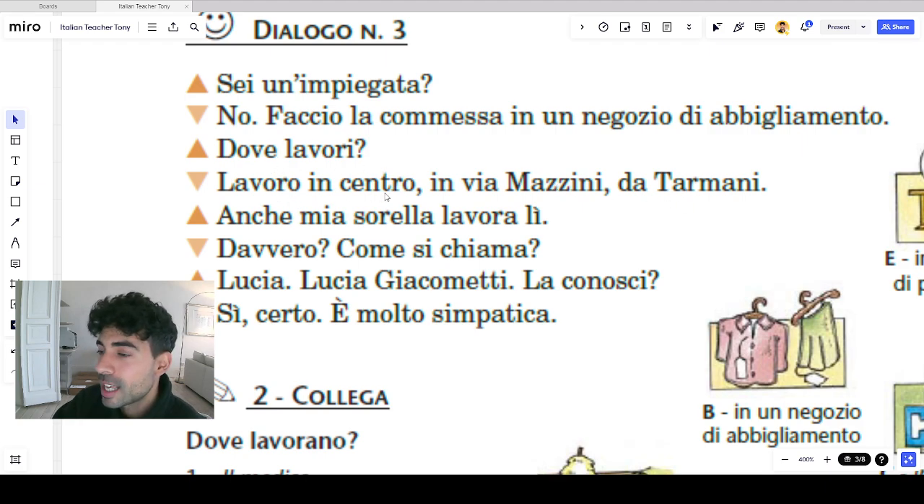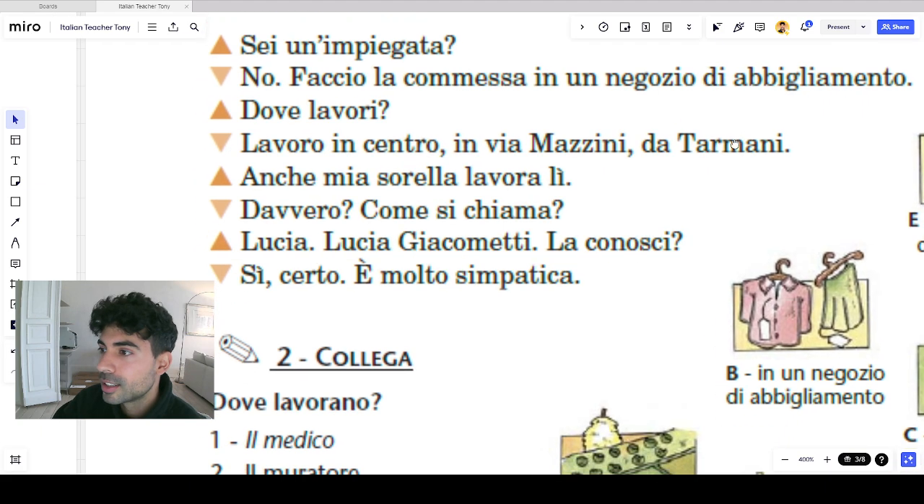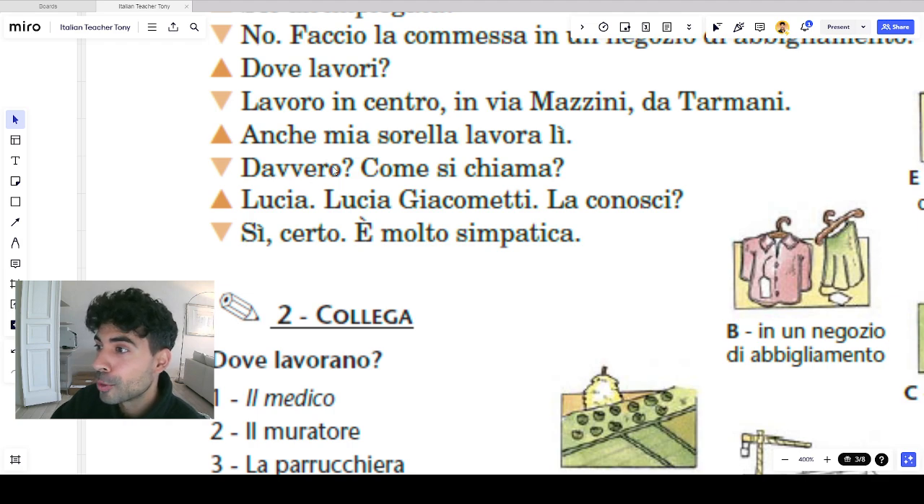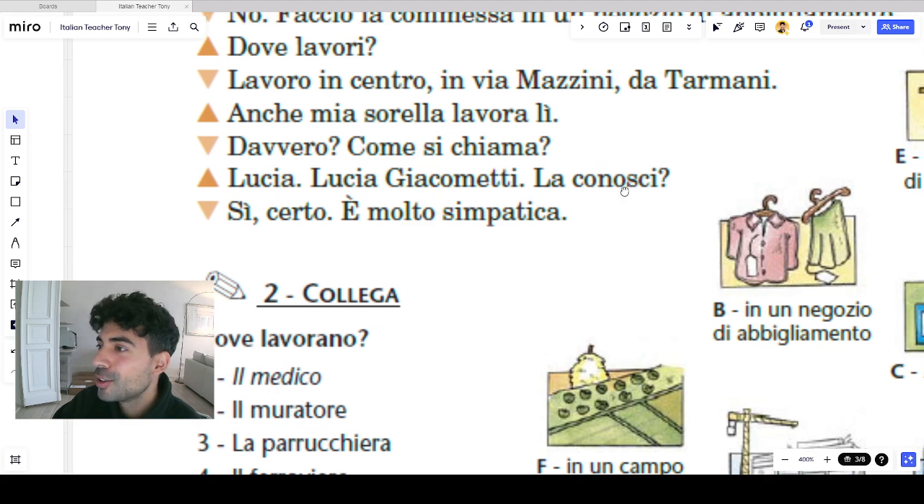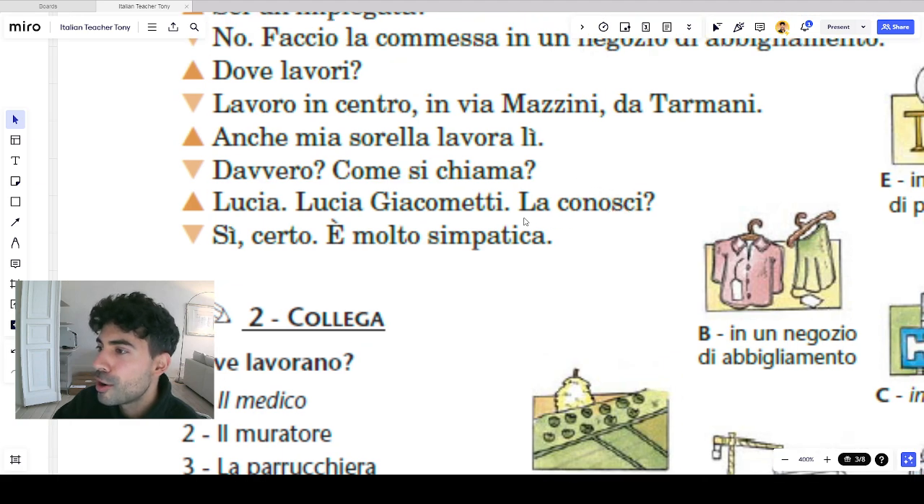I work in the center, in via Mazzini, in this store. Anche mia sorella lavora lì. Also my sister works there, lì, there. Davvero? Really? Come si chiama? What is her name? Lucia. Lucia Giacometti. La conosci? Do you know her?